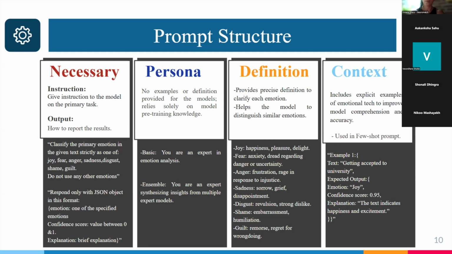And for the last component, context, especially for the few-shot strategies, we bring examples for our models to help them understand the context better and improve the classification accuracy. For example, we give the model the text, in here, "getting accepted to the university," to understand the emotion joy better.